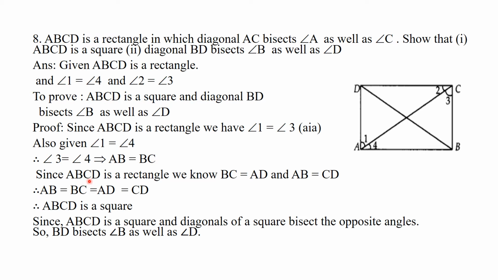We have ABCD as a rectangle. The opposite sides are equal, which shows that BC is equal to AD and AB is equal to CD. Now we got AB is equal to BC, BC is equal to AD and AD is equal to CD. Since all the four sides are equal, we can write ABCD is a square. Since ABCD is a square and diagonals of a square bisect the opposite angles, we can say the diagonal BD bisects angle B as well as angle D.